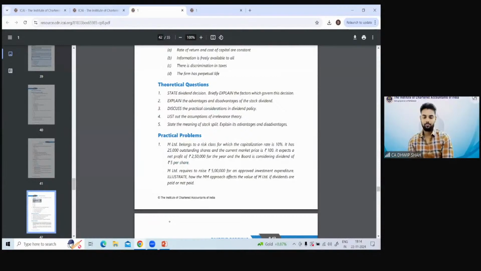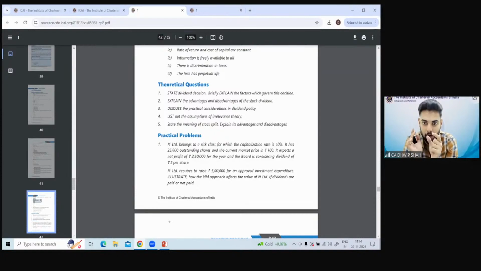Question number 1. AM Limited belongs to a risk class for which capitalization rate is 10%. So KE is 10%. 25,000 shares are outstanding currently and the current market price is 100. So P0 is 100. It expects a net profit of 250,000 for the coming year, and the board is considering to pay a dividend of 5 per share.